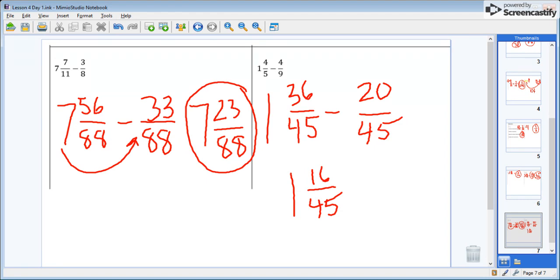This is in lowest terms, so you know you are finished. Always ask yourself if it's in lowest terms.